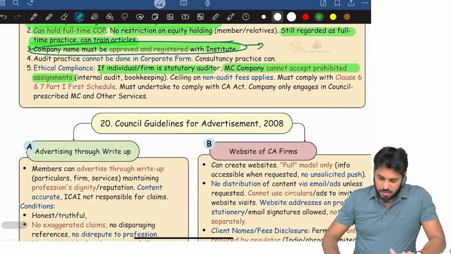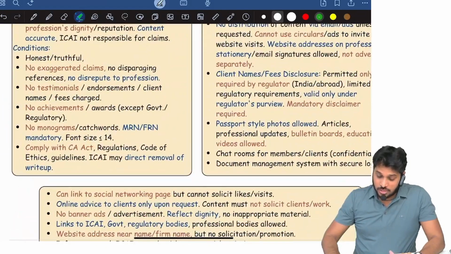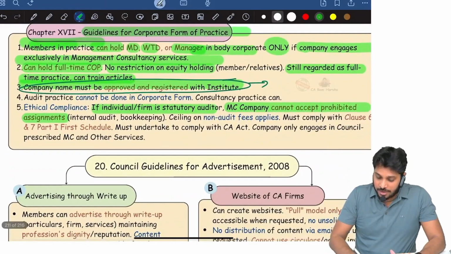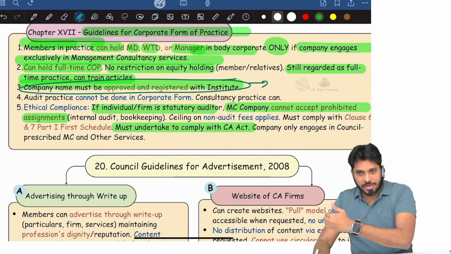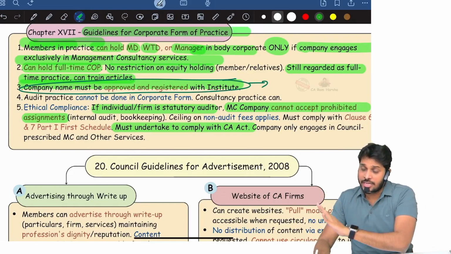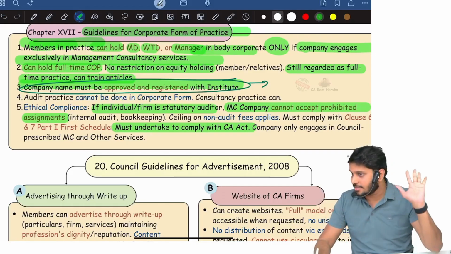Then, of course, the company is also liable to comply with the CA Act, advertisement guidelines, all that. So the corporate company that you incorporate should also comply with the entire Council guidelines, everything. Next.